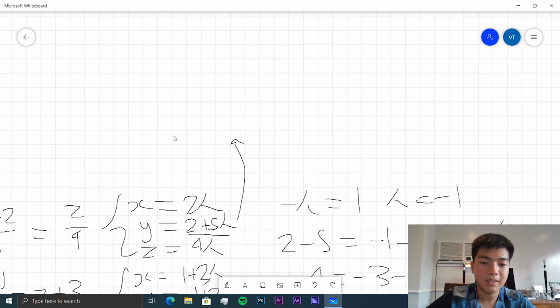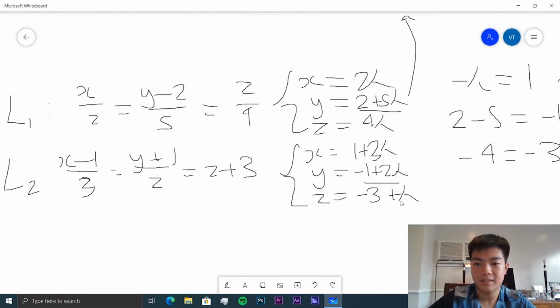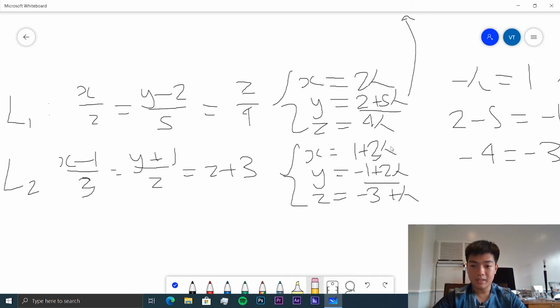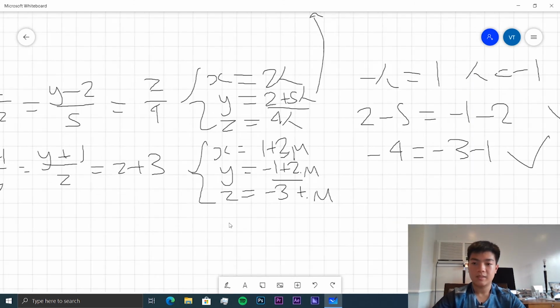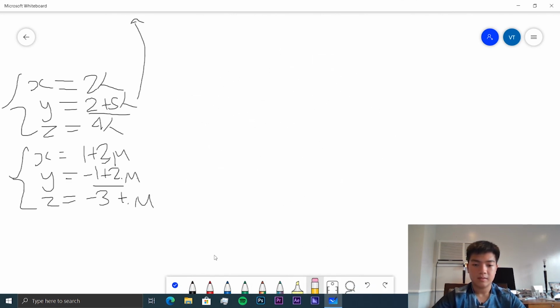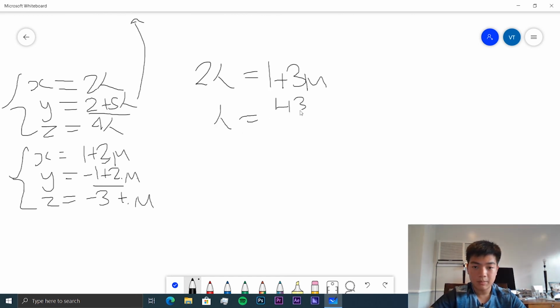And so they will intersect at the point where lambda equals negative 1. Sorry, actually these should be different values. Yeah, oops, sorry. We should be labeling these mu, because they are not necessarily equal. Oops. But anyways, we got 2 lambda is equal to 1 plus 3 mu. So lambda is equal to 1 plus 3 mu over 2.